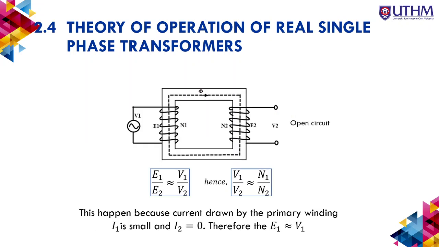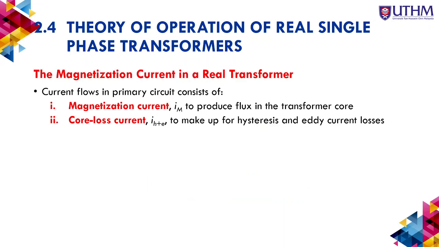Okay, so therefore the supply and the induced voltage will be the same. Okay, similar because they assume the loss is very small. Same goes to here. Okay, so this one becomes A, the turn ratio. This happens because the current drawn by the primary winding is very small. Okay, so here we assume it is small, so it will become the same also.